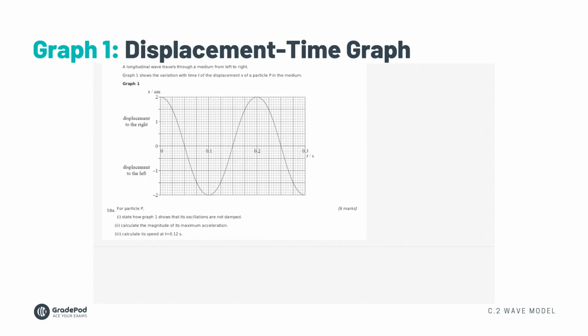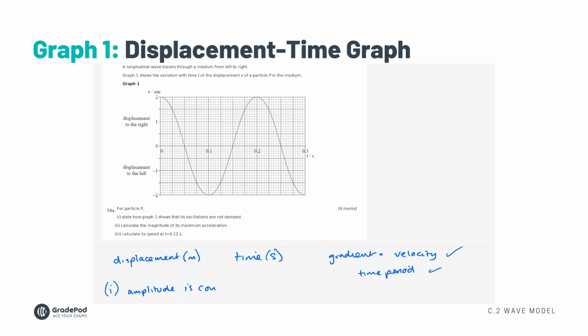A longitudinal wave travels through a medium from left to right. Graph 1 shows the variation with time of the displacement x of the particle P in the medium. A1. State how graph 1 shows that the oscillations are not damped. Well, if they were damped, the amplitude would decay with time. The amplitude is constant, so our answer there is the amplitude is constant. If they were damped, we would expect the amplitude to decay.